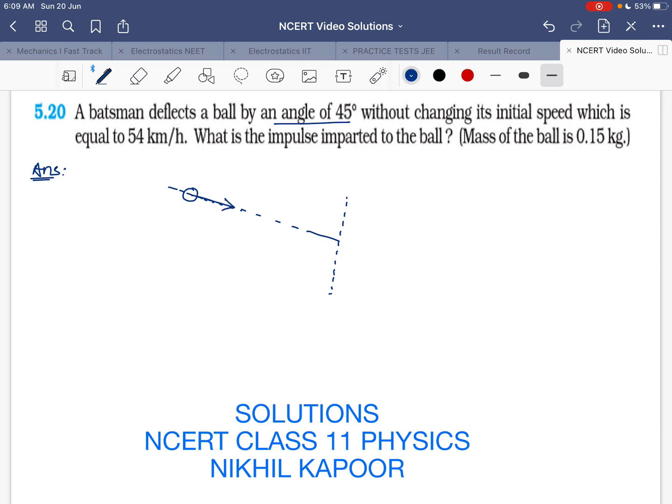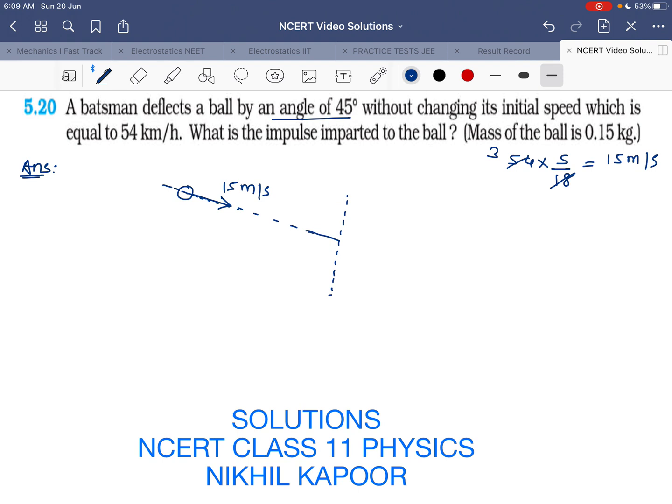As the ball is moving in this direction at 54 km per hour, first I will convert 54 km per hour into meter per second by multiplying with 5 by 18. That comes out to be 15 meter per second, because 18 threes are 54. So the ball is coming with 15 meter per second. It is getting deflected by 45 degrees. It means this is the direction of its motion, and after being hit by the batsman, it gets deflected by an angle of 45 degrees from its original path.